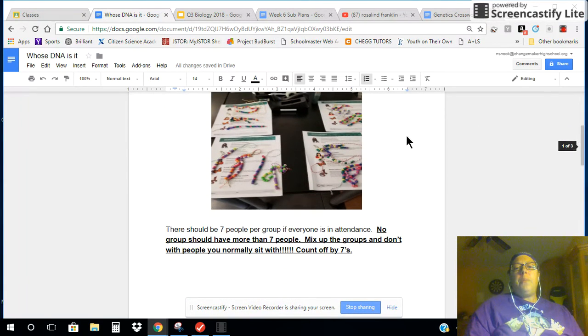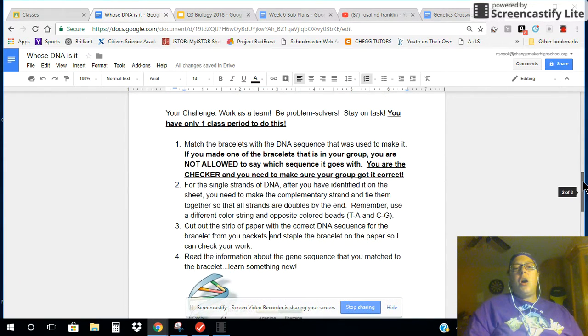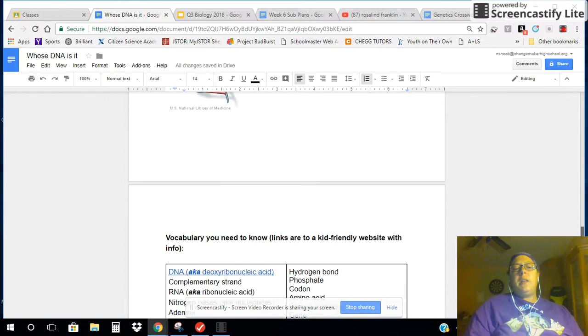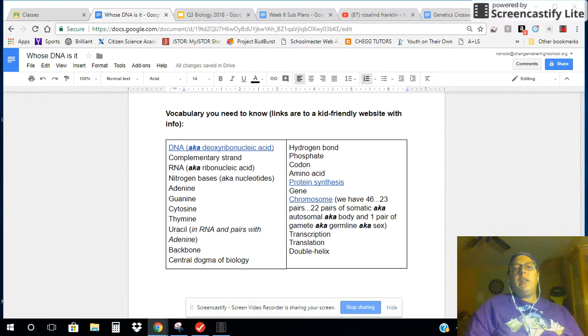There are 4 piles of bracelets and handouts on the front table that look like this. You will grab one of those. That'll be your group to work with, and the instructions for your challenge are on the second sheet here. At the very bottom of this is a list of vocabulary that you need to know for this unit. I have included links to a kid-friendly website that will help you define those. You should also be able to find the other definitions within those websites as well.